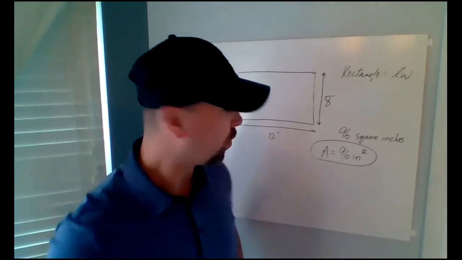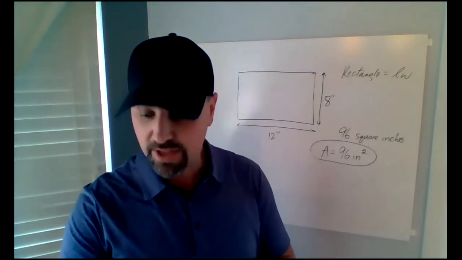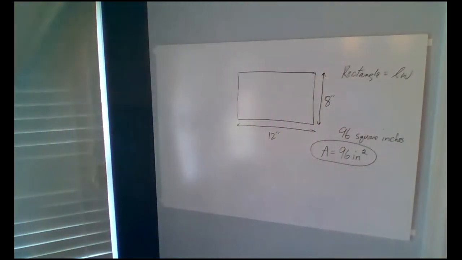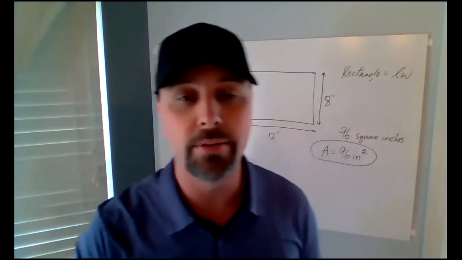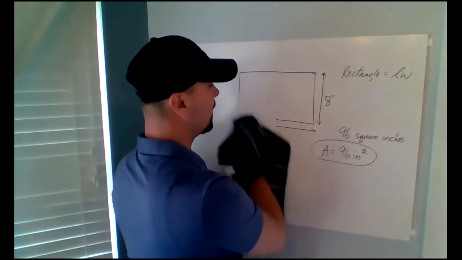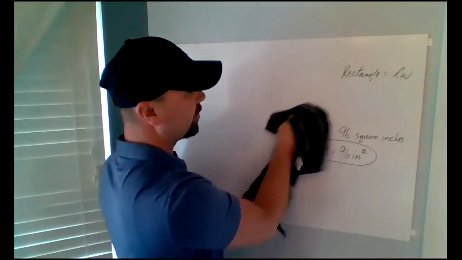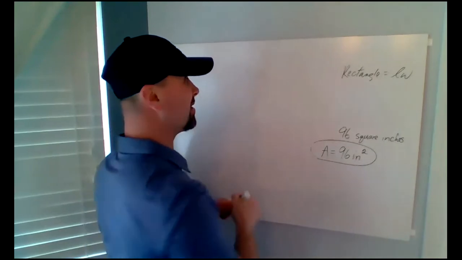Now you may wonder, why is it square inches? That's a pretty good question, because this is a rectangle, it's not a square. If you measure a circle in area, it's still square units, or a triangle. So let's take a look at what makes those square units. I'm going to do that with just a little bit easier numbers.